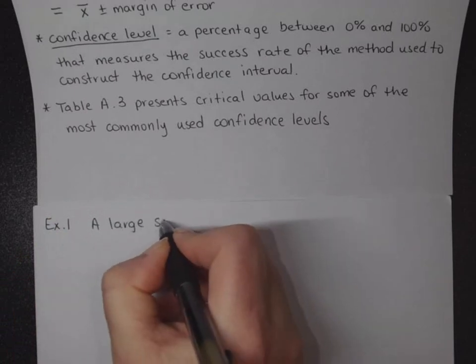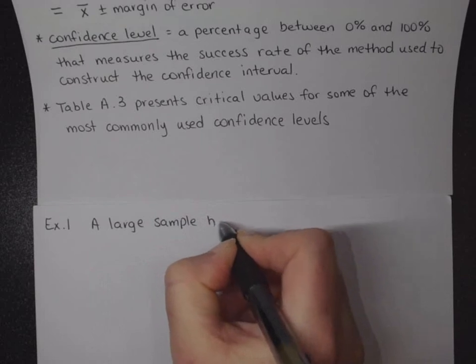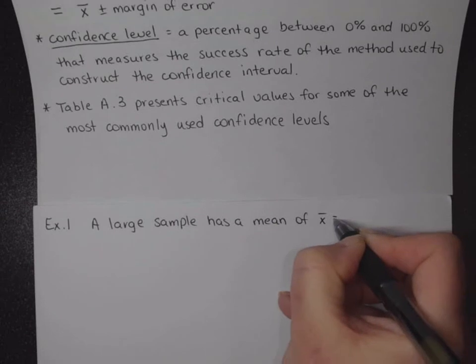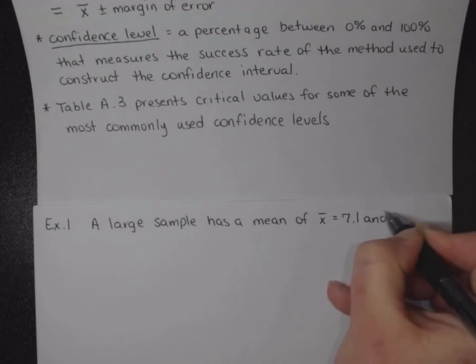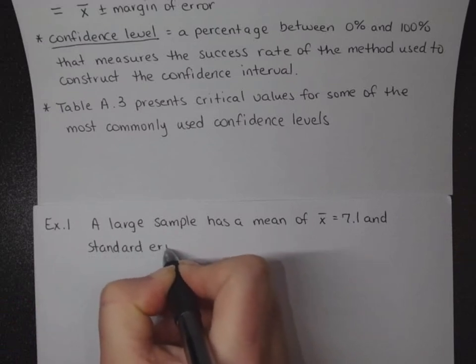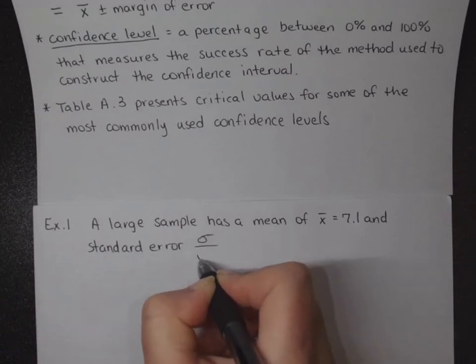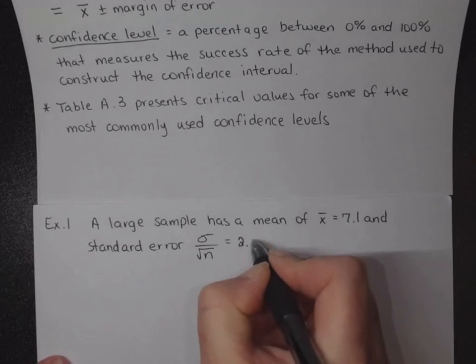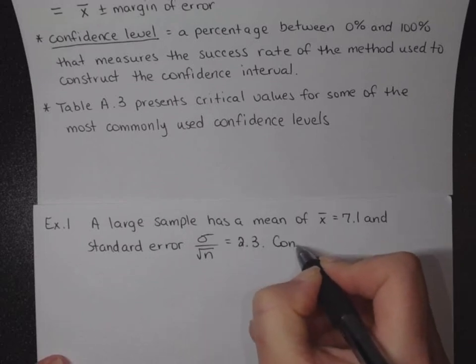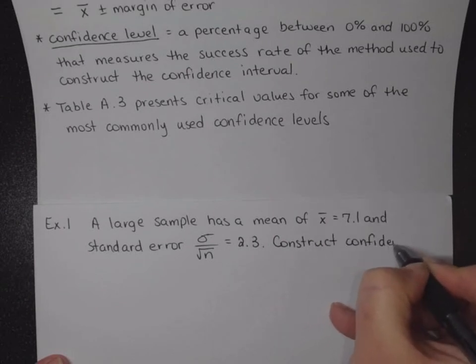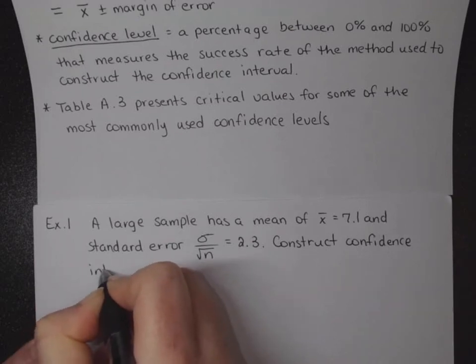All right, so let's say that we have a large sample, and that sample has a mean of x bar equals 7.1 and a standard error. Well, remember this is the formula for the sample standard deviation or the standard error. Those are kind of one and the same. Let's say that came out to be 2.3. So for this one, I'm giving you the values, and I just want you to practice starting to set up confidence intervals for the population mean.